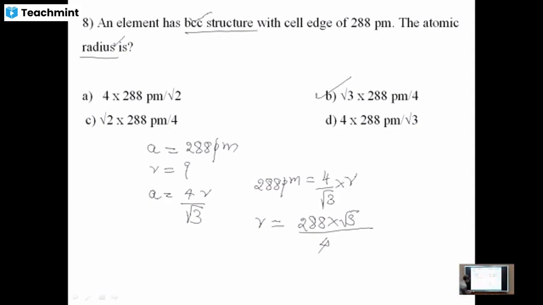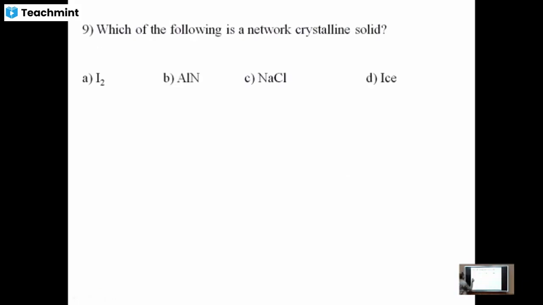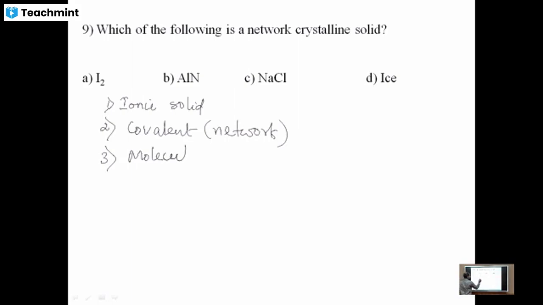Next question. Which of the following is a network crystalline solid? See, solids are of 4 types. One is ionic solid. Second one, covalent solid. It is also called network solid. Third one, molecular solid. Fourth one, metallic solid.